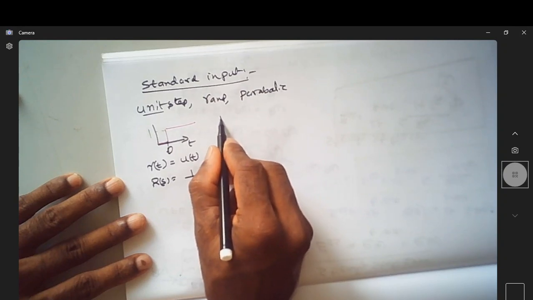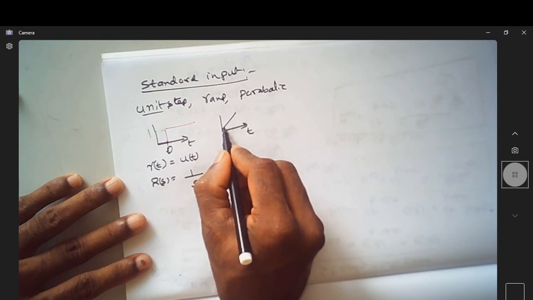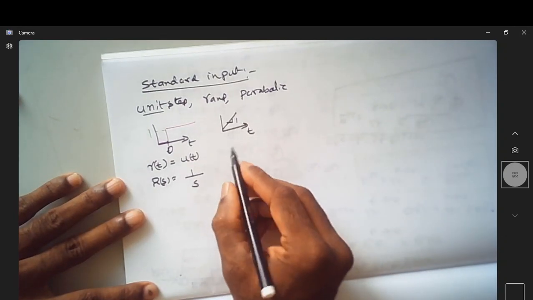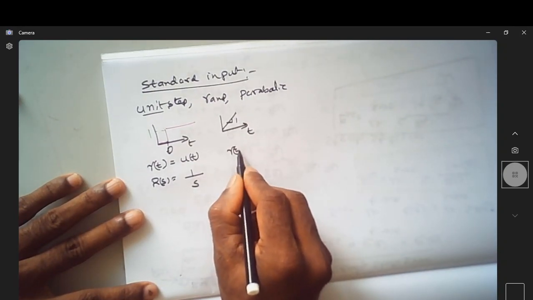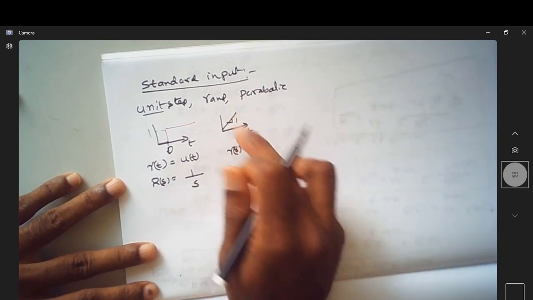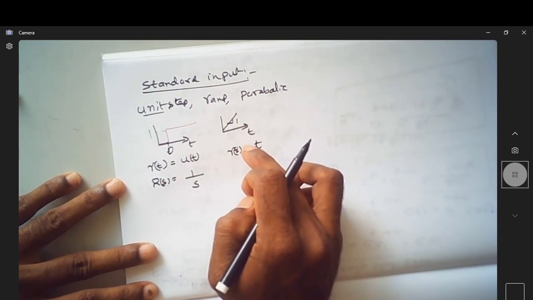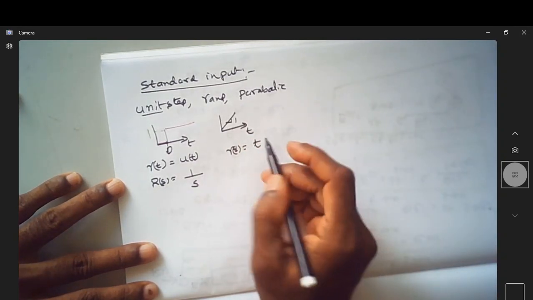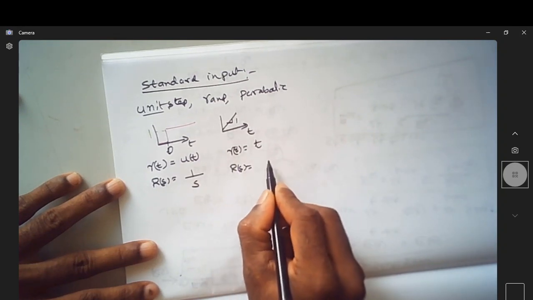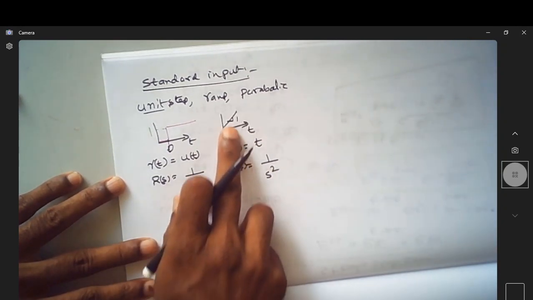If it is a ramp, this is how the amplitude keeps increasing, with a slope of 1 or whatever value you are talking about. Now what is this r(t)? The r(t) is actually equal to t. If the slope is 1, it is t; if the slope is different, it can be greater than 1 or less than 1, so it will be 3t, 4t, or 0.6t, 0.7t. So what is its Laplace? Its R(s) is equal to 1 over s square, depending on what the slope of this line is.